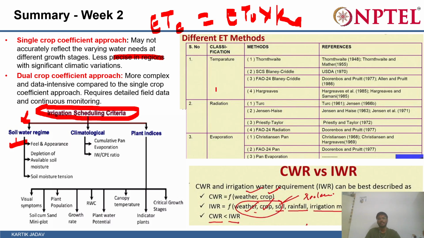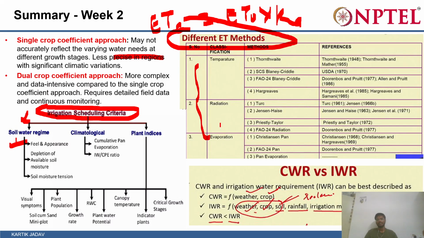Then these are the different methods for estimation or modeling of evapotranspiration. Certain methods are based on temperature, certain are based on radiation, and certain are based on evaporation. And there are also certain methods that combine all of these factors.